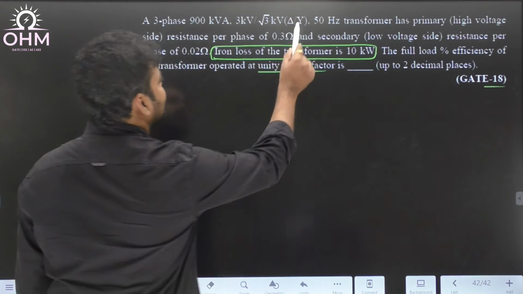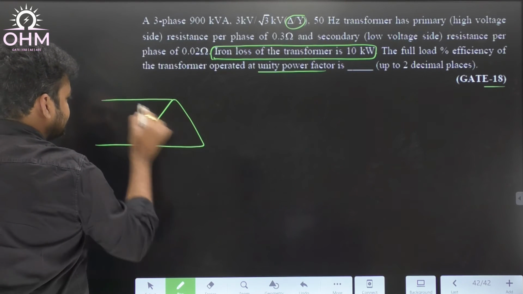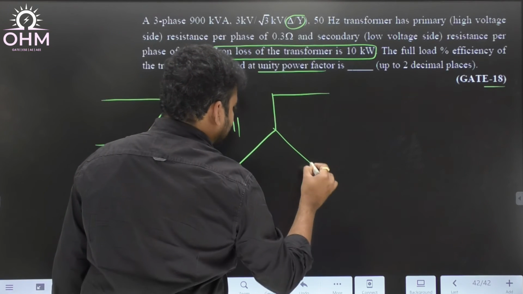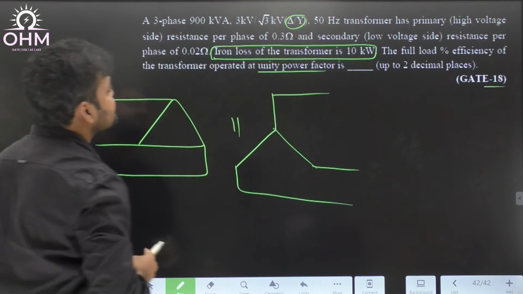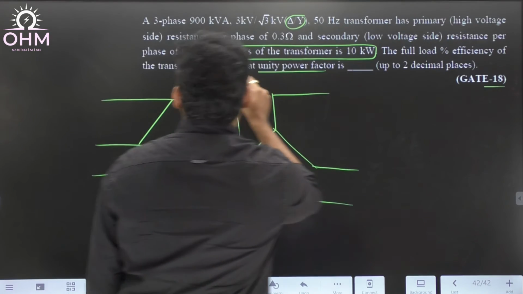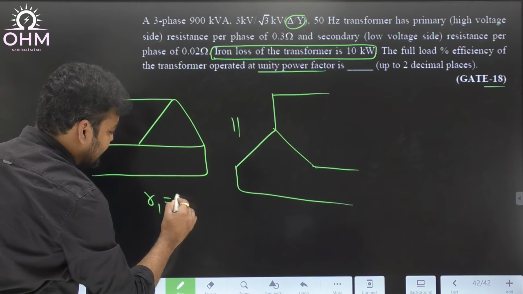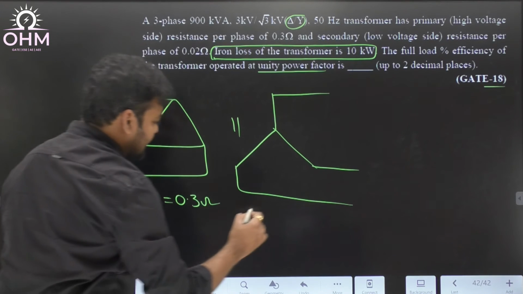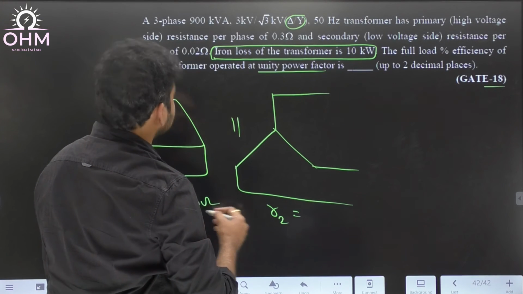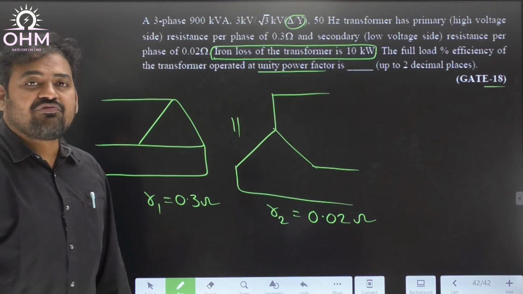So what is the connection given? Delta star, right? Primary is a delta connection. Secondary is a star connection. Okay. Now winding resistances are already given. What is the winding resistance? Primary side, high voltage side, resistance is 0.3. So primary side resistance of each winding is 0.3 ohm. Secondary side, the resistance of each winding is 0.02 ohm.